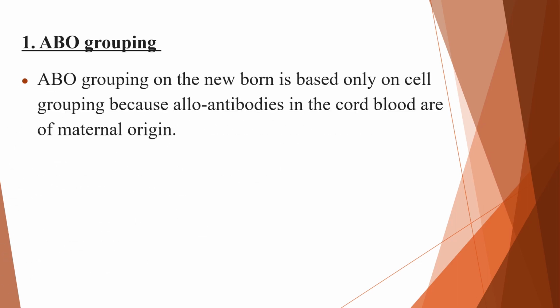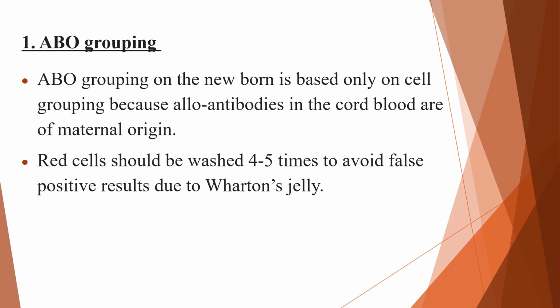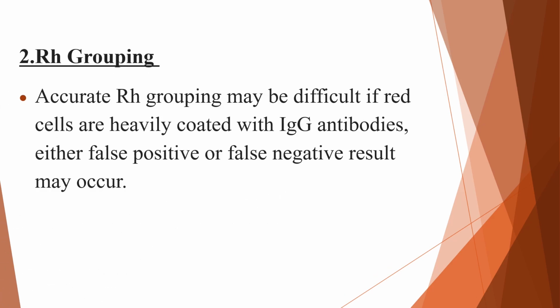1. ABO grouping. ABO grouping on the newborn is based only on cell grouping because alloantibodies in the cord blood are of maternal origin. Red cells should be washed 4 to 5 times to avoid false positive results due to Wharton's jelly. 2. Rh grouping. Accurate Rh grouping may be difficult if red cells are heavily coated with IgG antibodies. Either false positive or false negative result may occur.